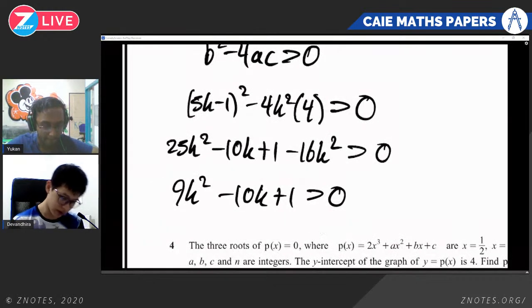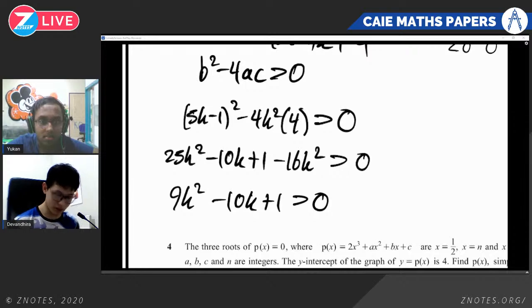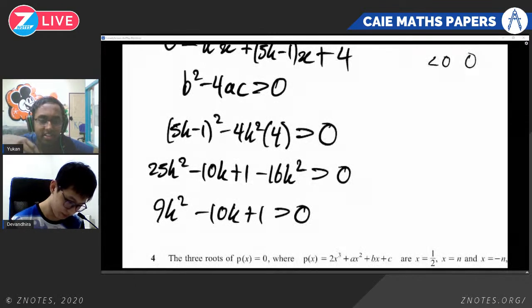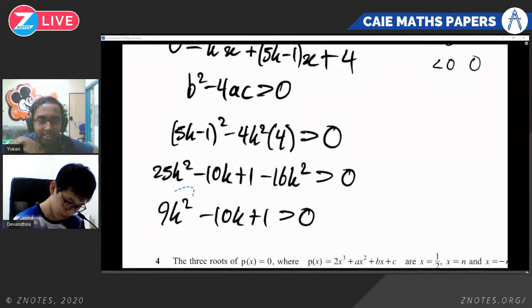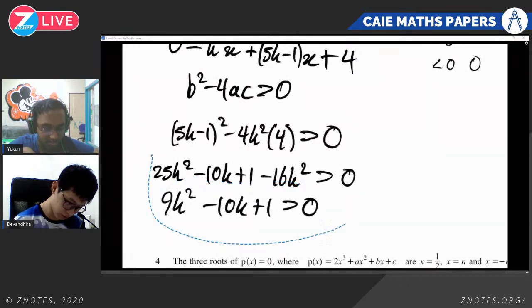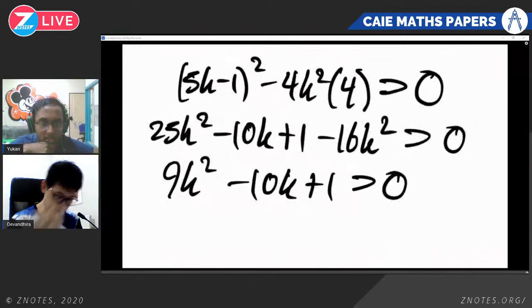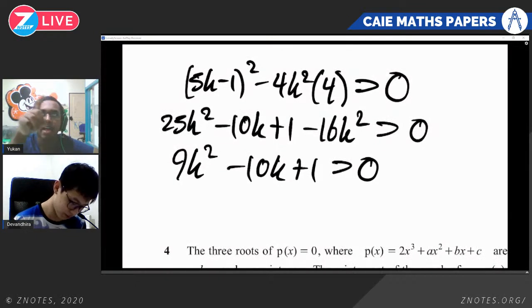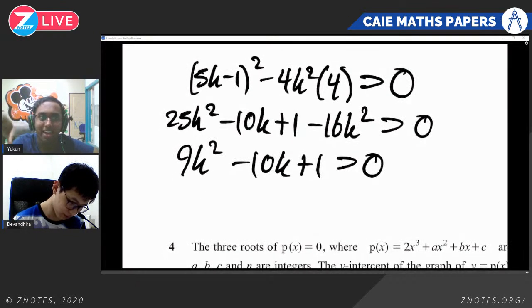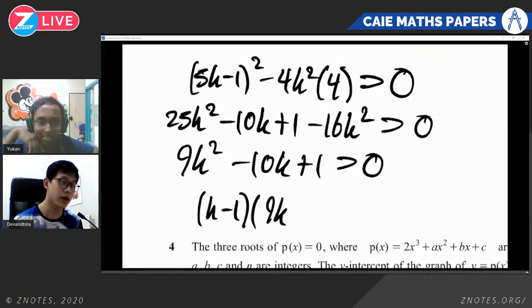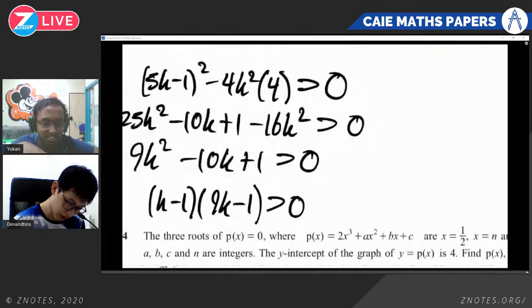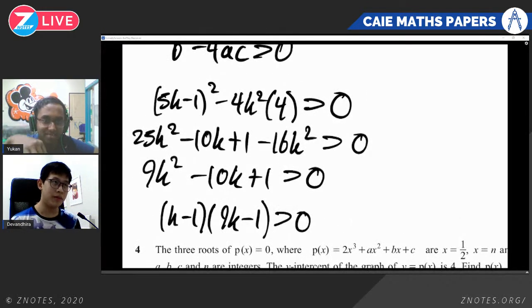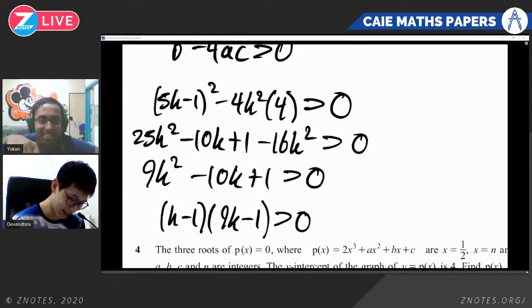How can we solve this? We're told to find the values of k. You have to find the critical values, so that's the roots of that quadratic. You can actually factor it to be (k minus 1) and (9k minus 1), greater than 0. Of course, you can also just use your calculator to find the values and then reverse from there. Yep, exactly. You can do that.